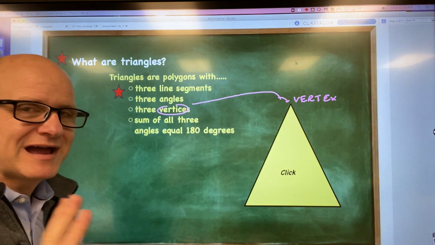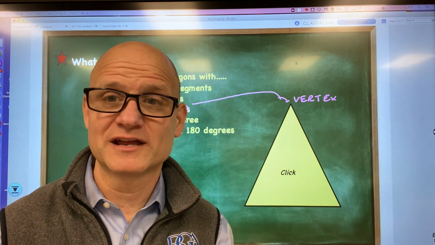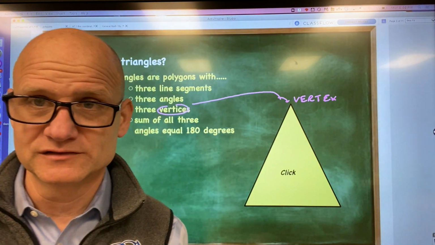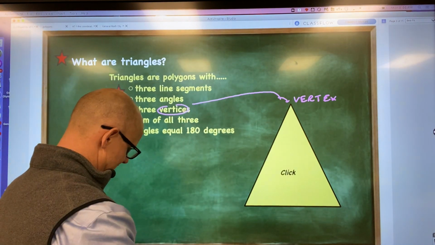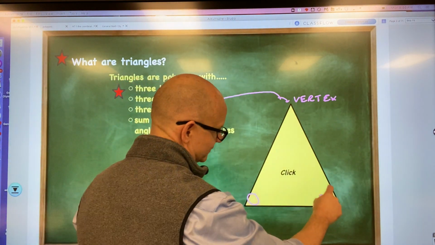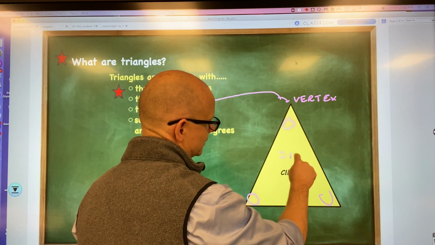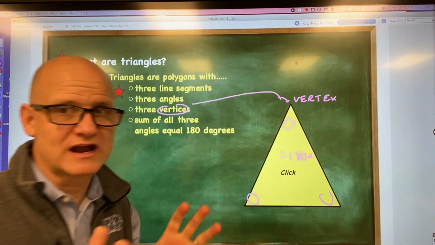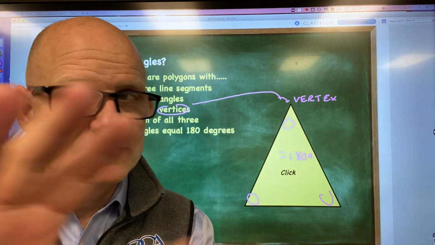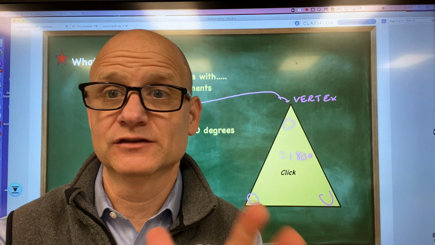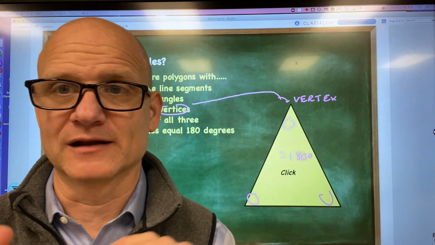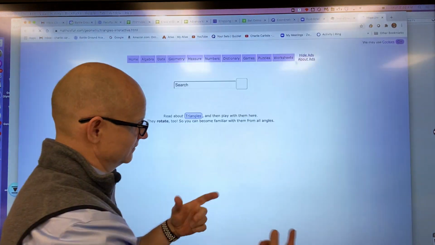The other thing you might not have known about triangles is the sum of all three angles in any triangle is 180 degrees. This angle right here, and this angle equals 180 degrees. And it doesn't matter what triangle you have. However way you want to manipulate it, the sum of those three angles will always add up to be 180 degrees.